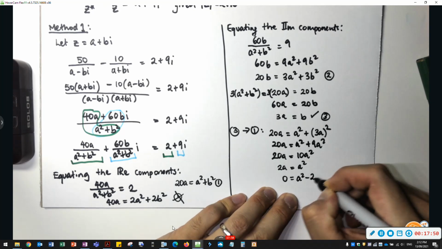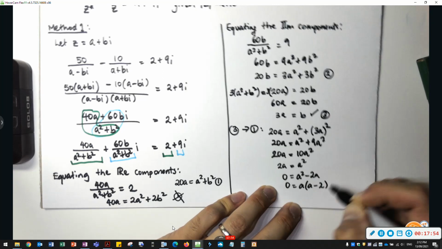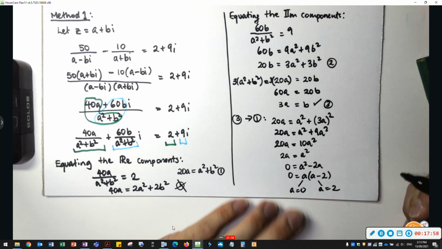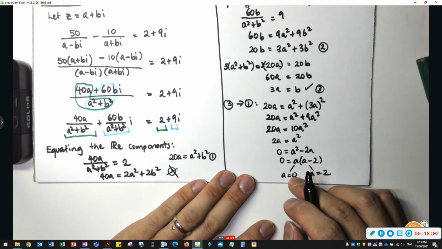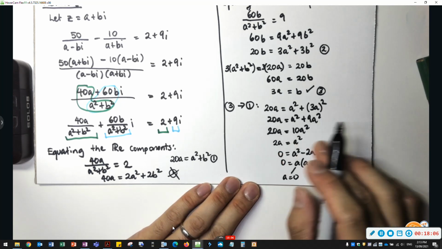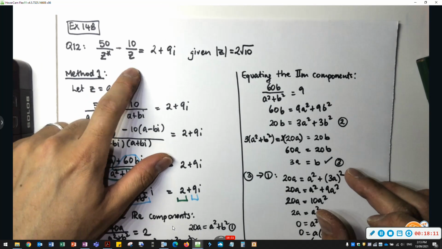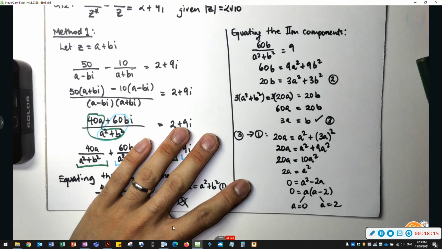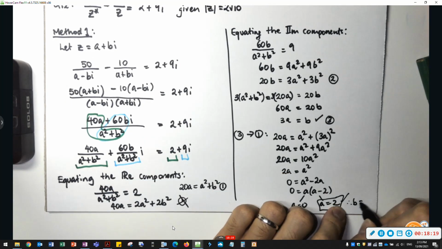A squared minus 2a, factorize. So a could equal 0 or a could equal 2. Now a equals 0 is not going to be a sensible solution. If a equals 0, that means b would also equal 0, and that would be nonsense because my original equation means I'd be dividing by 0. So that means a has to equal 2, which therefore means b must equal 6.